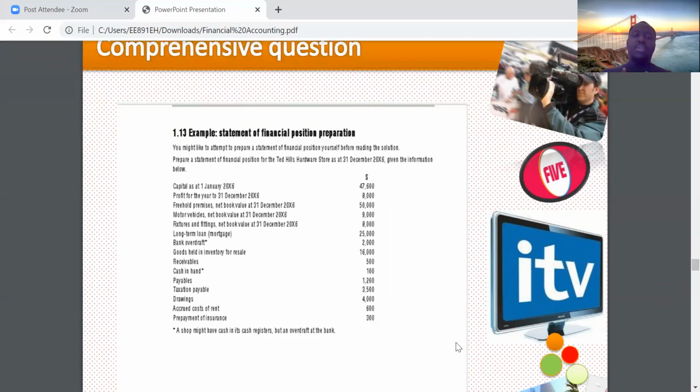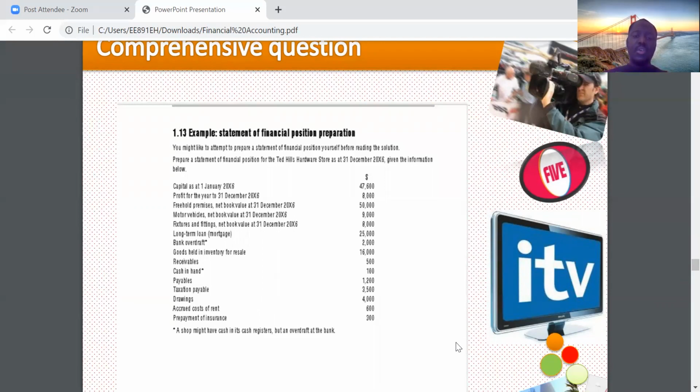We want to attempt this question. It says, prepare a statement of financial position for Ted Hill's hardware store as at 31st December 2006, given the information below. You have capital as at January 2006, 47,600. You have profit for the year, 31st December 2006, 8,000. You have freehold premises, net book value at 31st December 2006, 50,000.